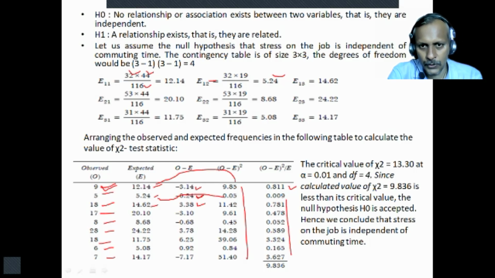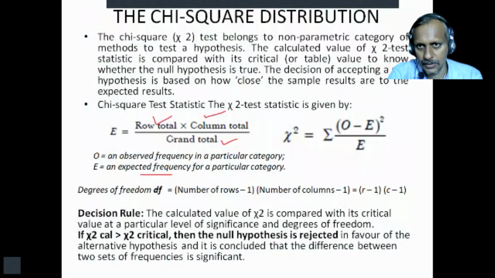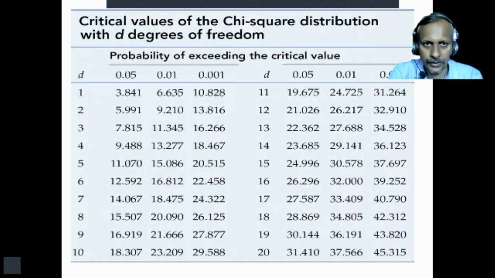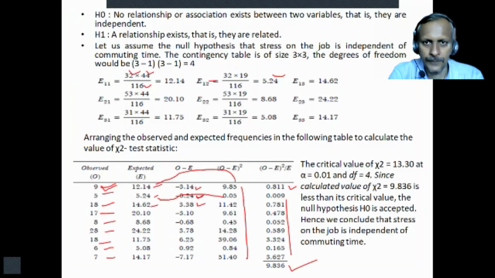Finally, we need to make a summation of this, since in the formula we have the summation of (O minus E) whole square divided by E. What we have got is 9.836. So 9.836 is our calculated value. We are comparing this calculated value with the table value, and we have got the table value as 13.277.